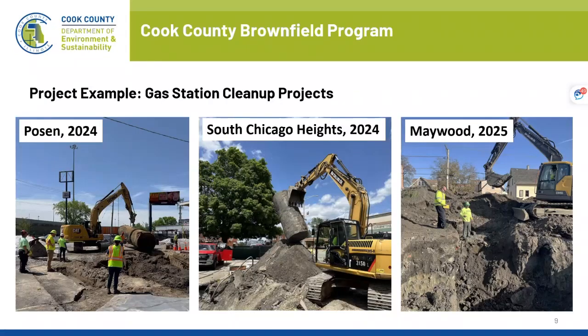Here are some other examples of gas station remediation projects. We've got one in Posen, South Chicago Heights, Maywood, and this really is just a snapshot of a lot of different active gas station projects we have in Cook County. As you can see, they're removing these leaking underground storage tanks from the site. All tanks leak. It's just kind of a matter of time. And we're helping to get these abandoned properties cleaned up so it's safer for the community, get these contaminants out of soil and groundwater, and then make these sites safer and usable in the future.